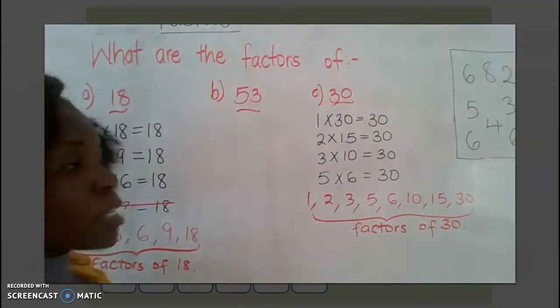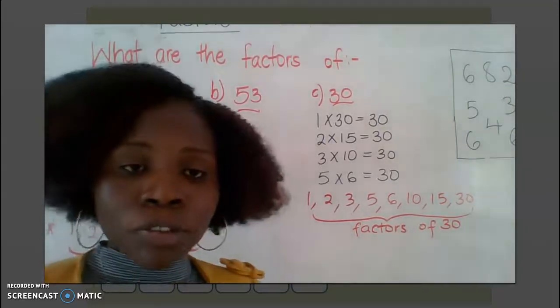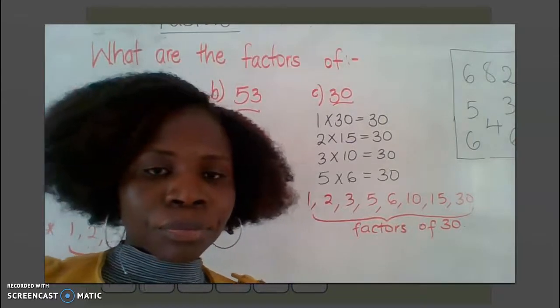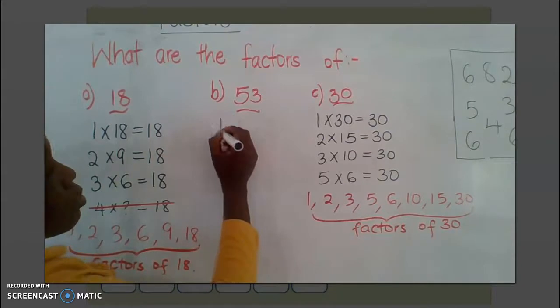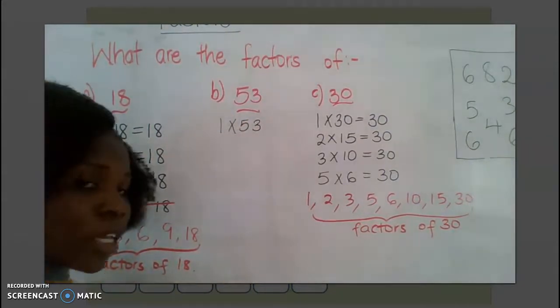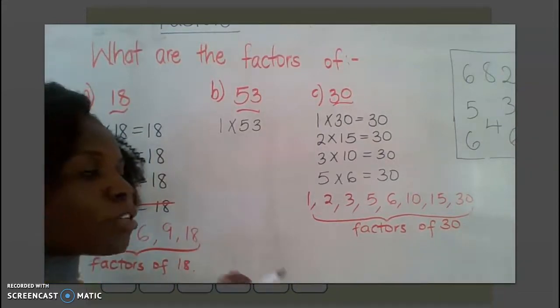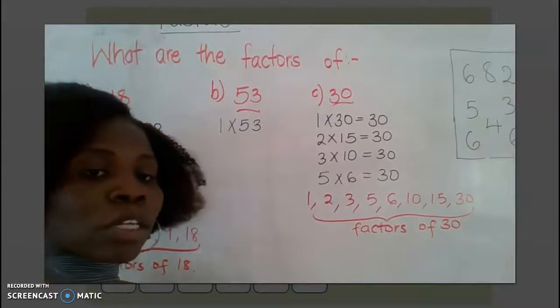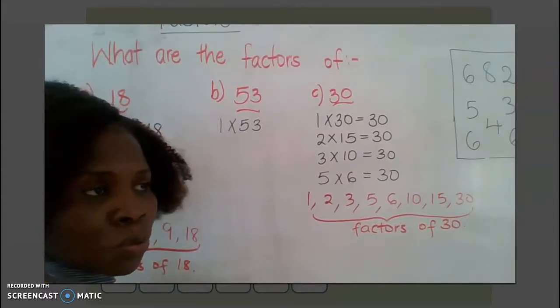But I have another special number. This special number is 53. Do you have a number that can divide 53 completely? 53 is here. So this number is 1 times 53. Can you check? Is there any number that can divide 53? I don't think so.